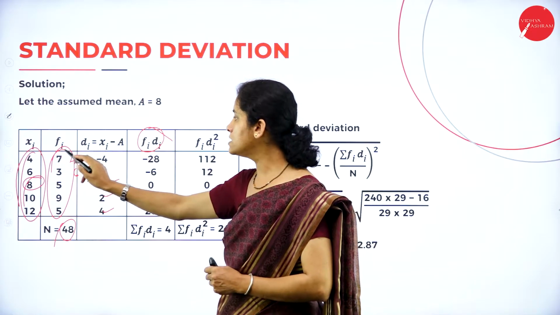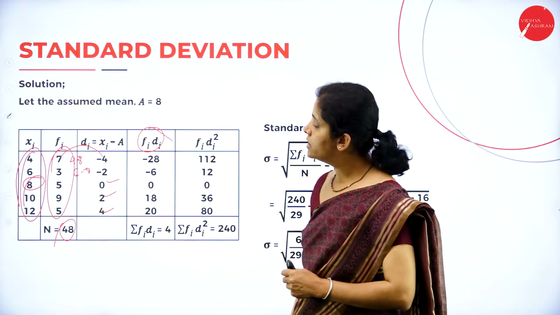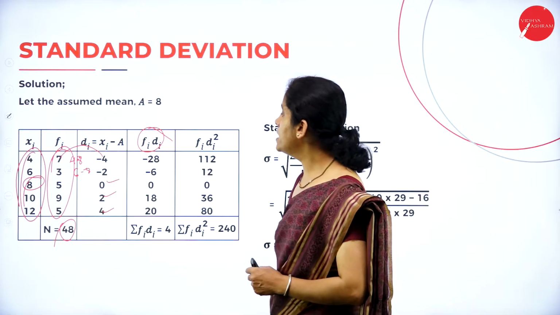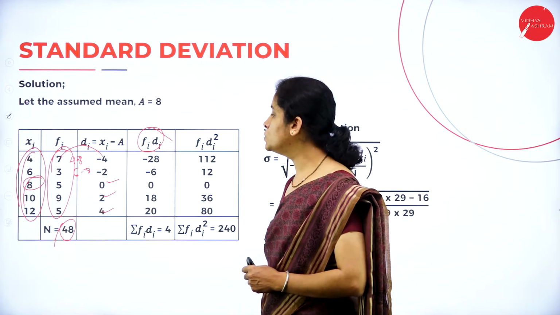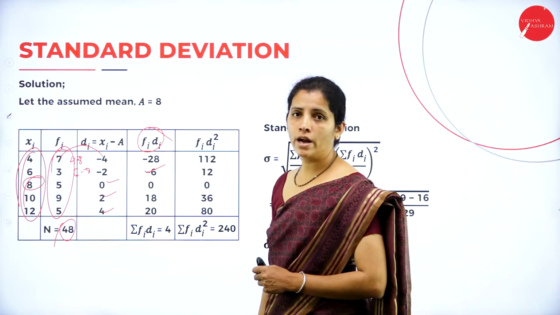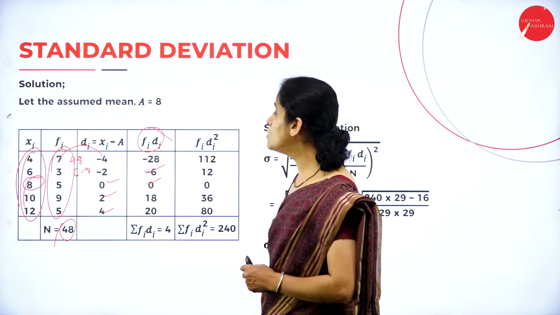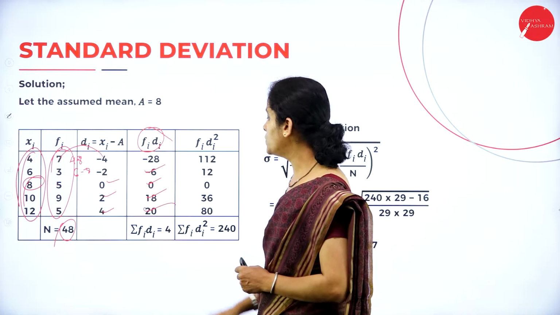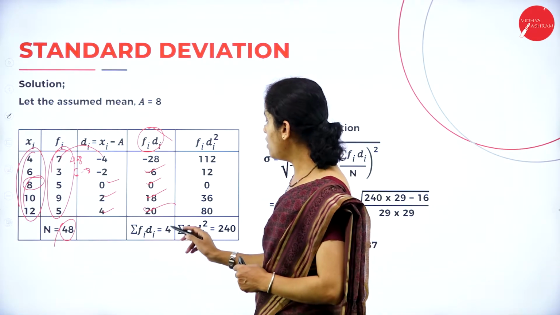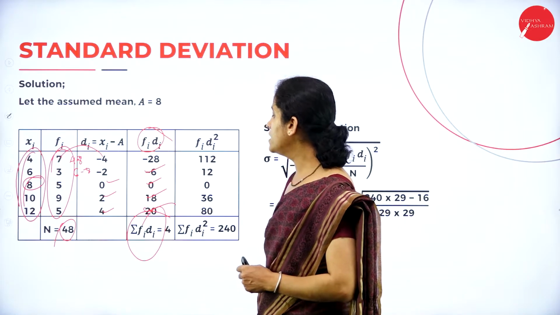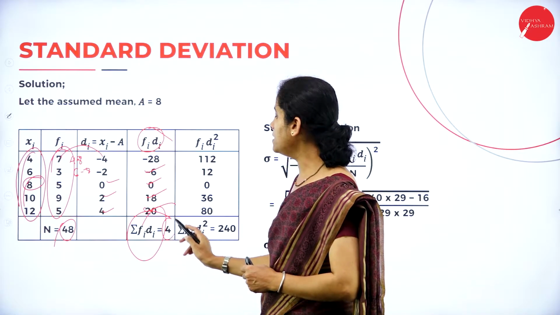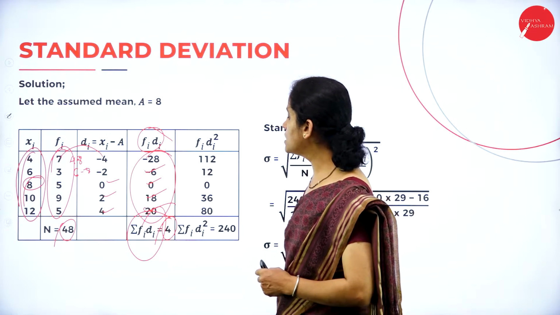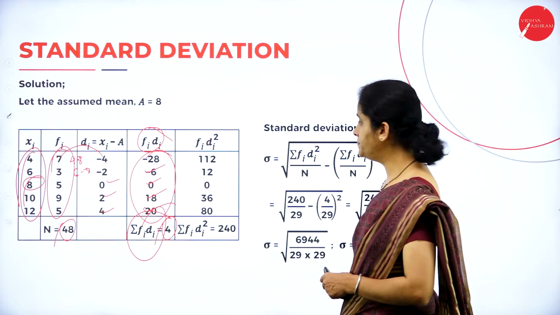In the sense I just want to multiply these two. 7 into minus 4, it is minus 28. 3 into minus 2, it is minus 6. 5 into 0, it is 0. 9 into 2, it is 18. 5 into 4, it is 20. And summation of Fi into Di is nothing but 4. In the sense, if I add all the values, I'm going to get the answer 4.